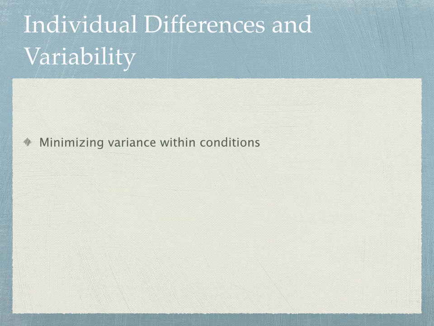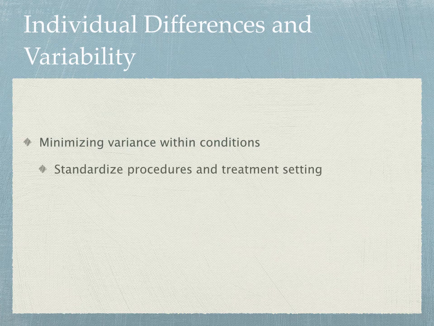Another way that we can deal with this is trying to minimize our variance within conditions. Again, a lot of this is coming back to selecting participants equally and treating them equally. So by standardizing procedures and treatment settings, we're treating everybody equally. We're limiting the kinds of other variance that could create differences within our conditions. We really just want our variance to be just those individual differences and really minimize any kinds of differences between our groups.